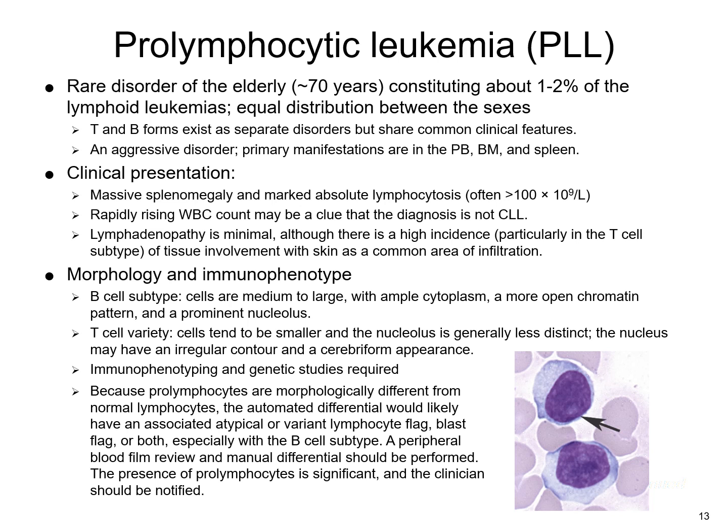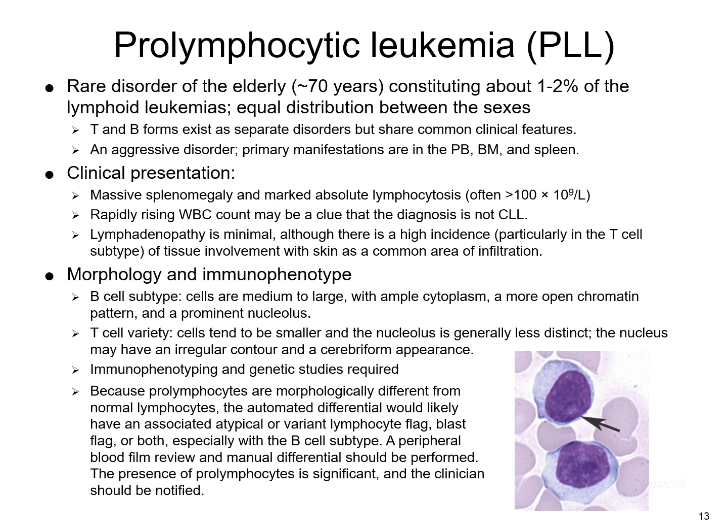So with this disorder, you're going to see white blood cell counts reach a very high level. Lymphadenopathy is minimal, but there is a high incidence, particularly with the T cell subtypes, of tissue involvement, with the skin as the common area of infiltration.